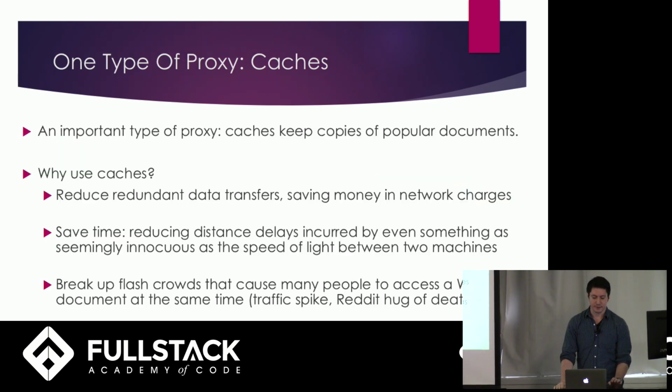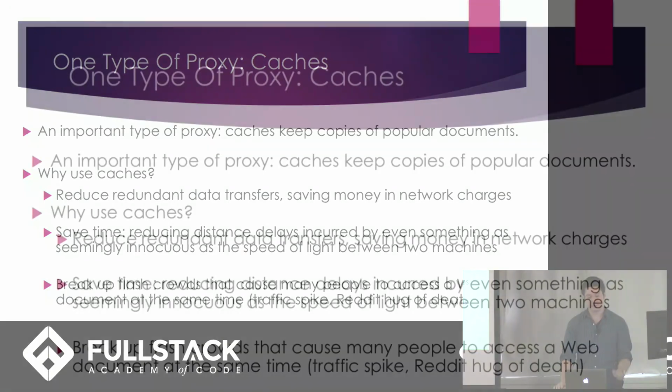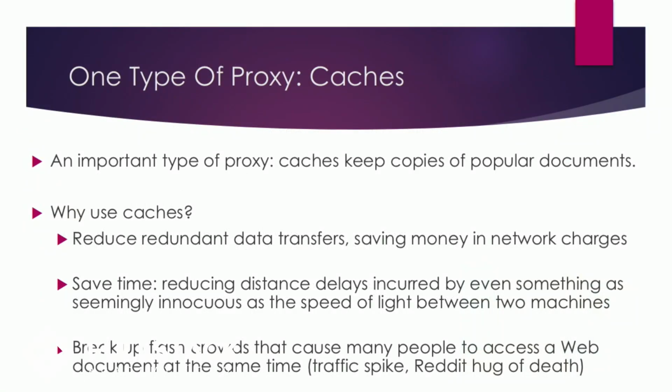Another really popular type of proxy are just caches. These are just like storehouses of popular documents on a site. One reason this is incredibly popular is because if you're accessing a server from the other side of the country, there's enough space between you that the speed of light becomes a speed consideration in terms of file transmission.